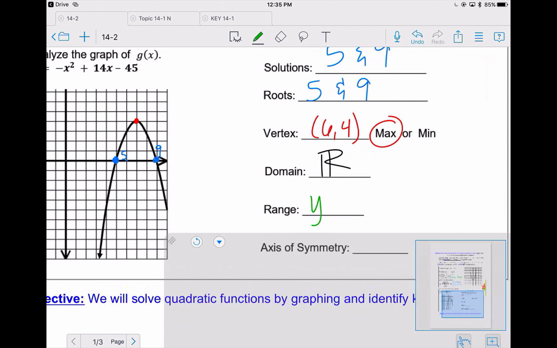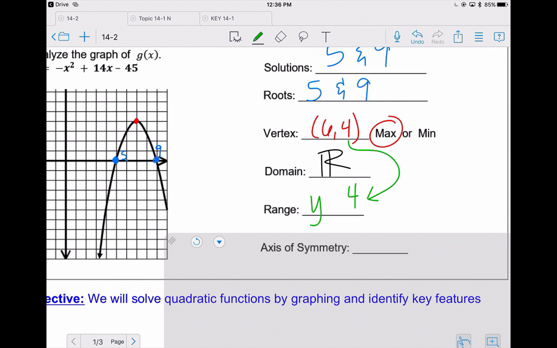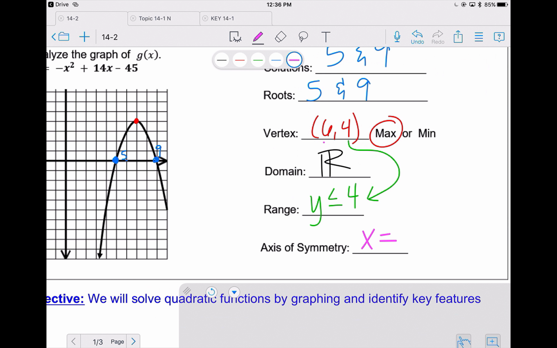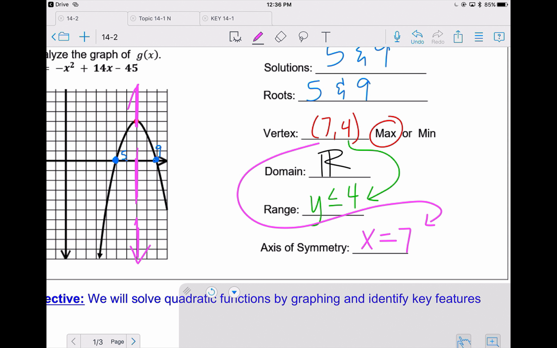My range uses the y from my vertex. Because I have a maximum value, meaning this is the highest, all of my y's are less than or equal to 4. And then my axis of symmetry is always x equals the x from my vertex. X equals, oh, that's not even the right number. It's supposed to be a 7. I apologize. So my axis of symmetry goes through the vertex and is where the left side would match up with the right side.